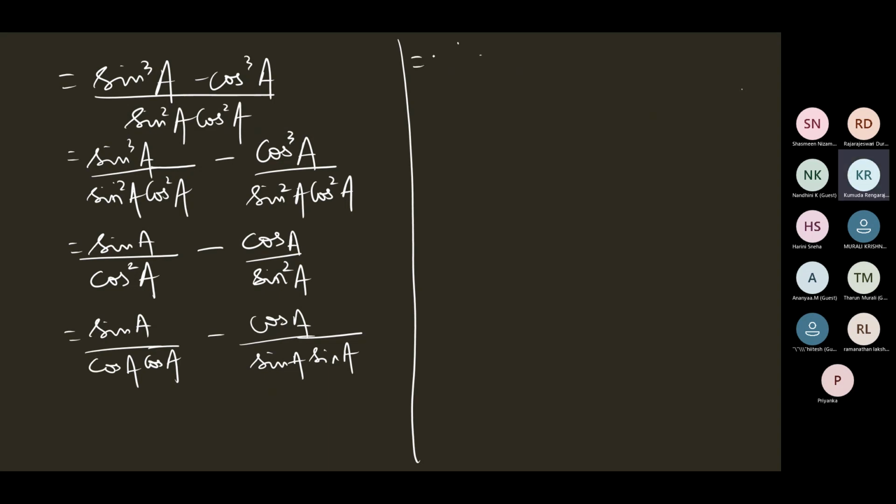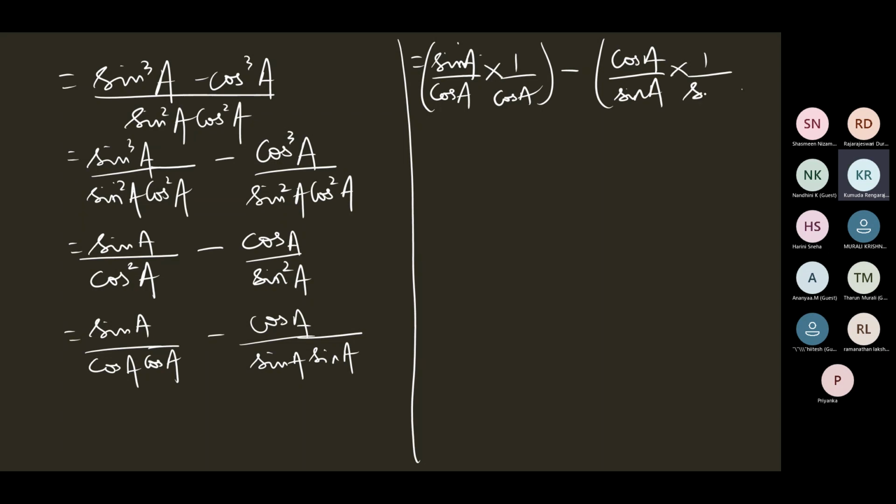See here. So this is sin A divided by cos A. There's one more cos A in the denominator, so into 1 by cos A, minus cos A by sin A. And there is one more sin A in the denominator, so into 1 by sin A.